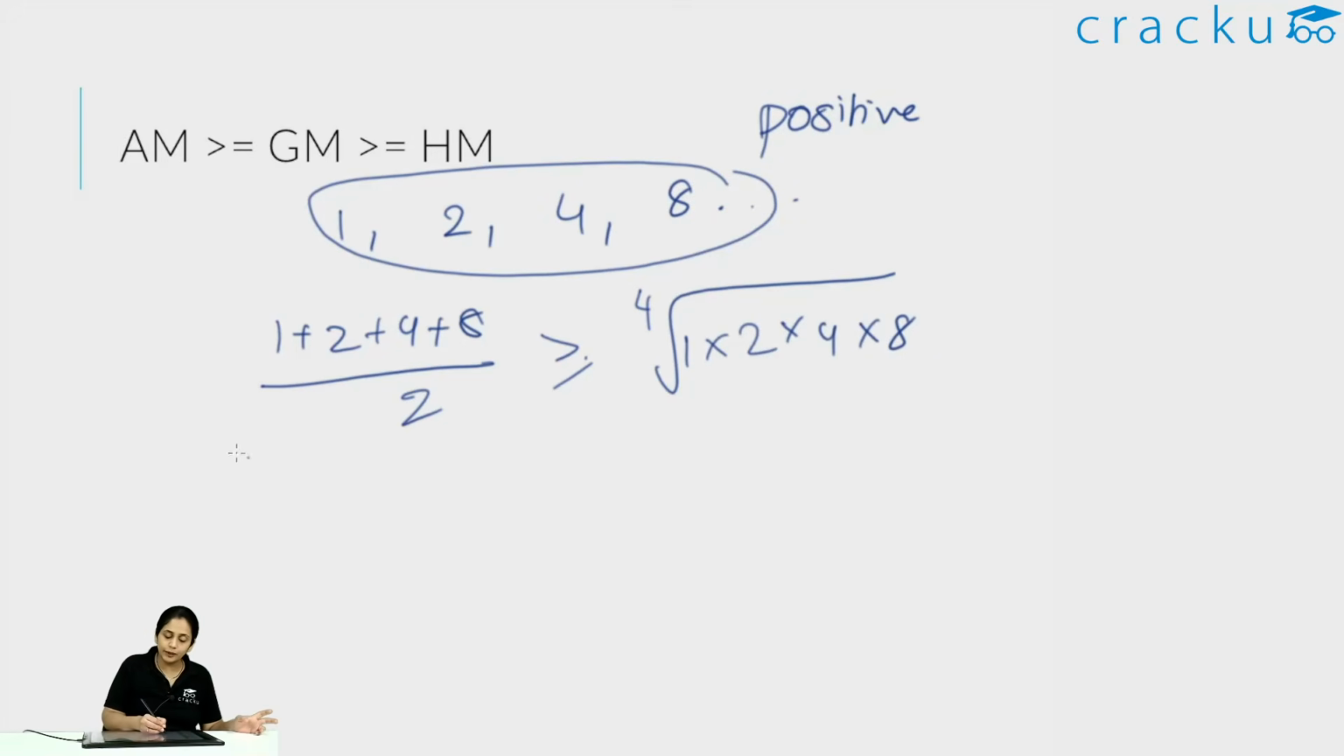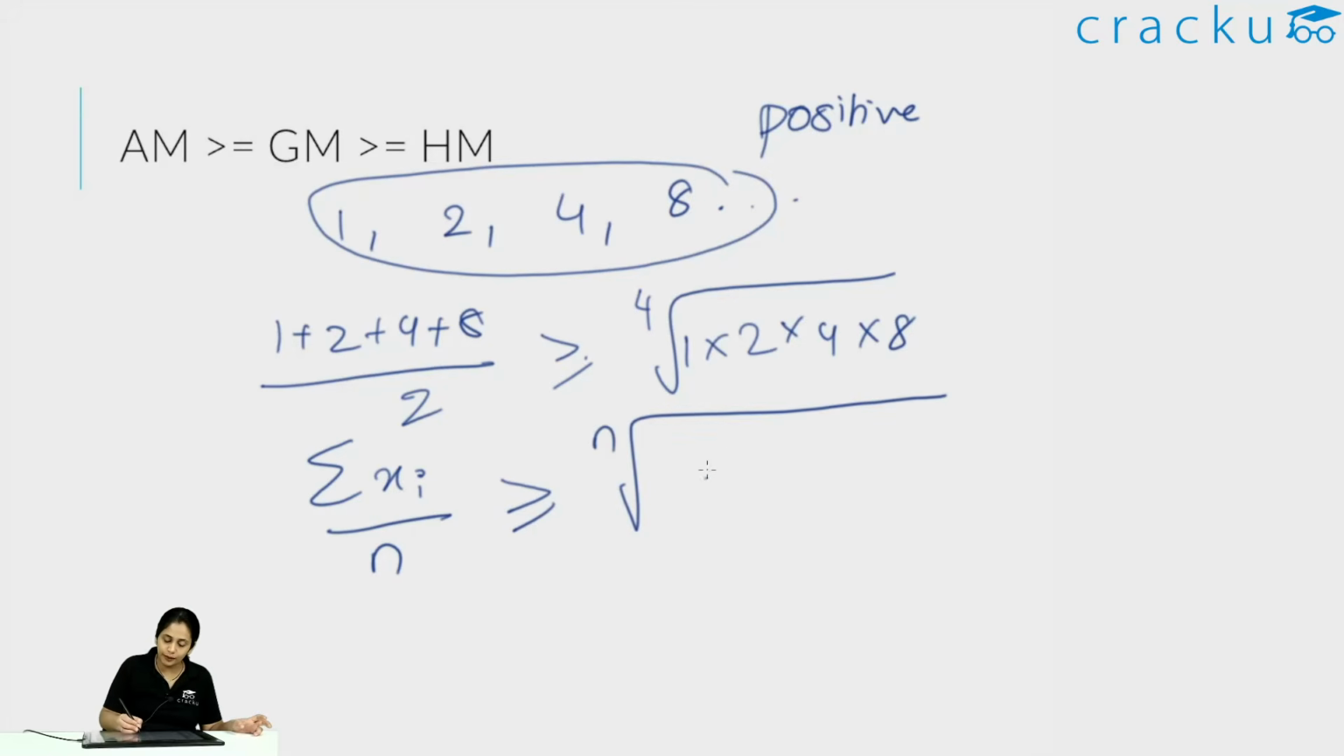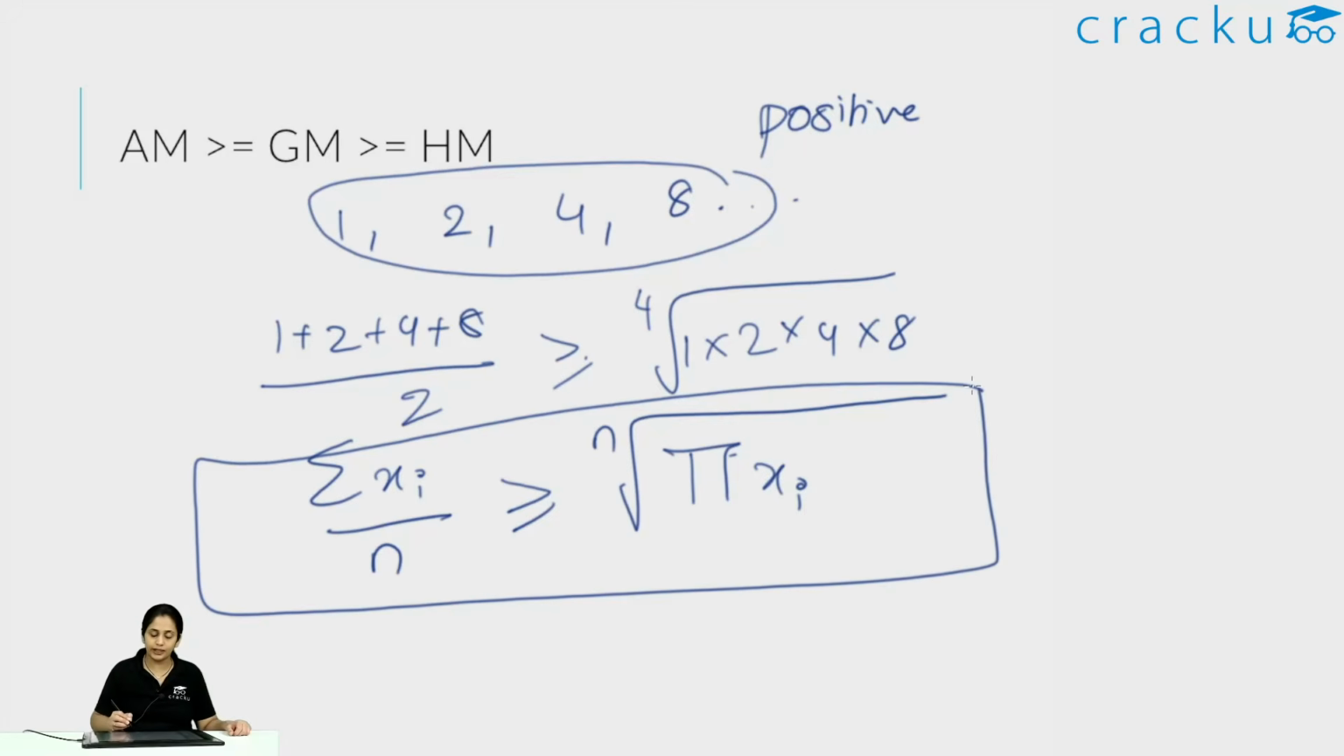To find the arithmetic mean, you have to take the sum of all elements xi divided by n. To find the geometric mean, you have to take the nth root of the product of all xi. So 1 into 2 into 4 into 8, and the nth root of that will give you the geometric mean. According to the AM-GM property, this value will always be greater than or equal to the GM value. Mostly what you need for solving questions is this part. The HM part rarely comes.